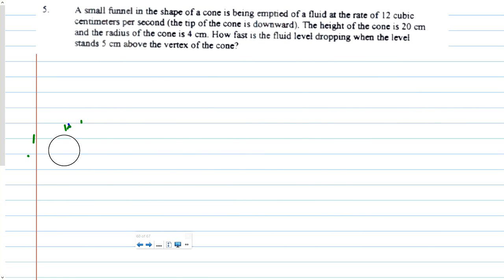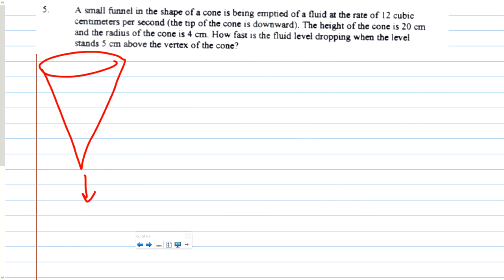You can do it. Okay, we've got a funnel being emptied of fluid. So here's my funnel, emptied of fluid at a rate of 12 cubic feet per second. You guys good with the calculus talk here? dV/dt equals negative 12. I'm going to leave the units out, but it's nice if you do put the units, all right?